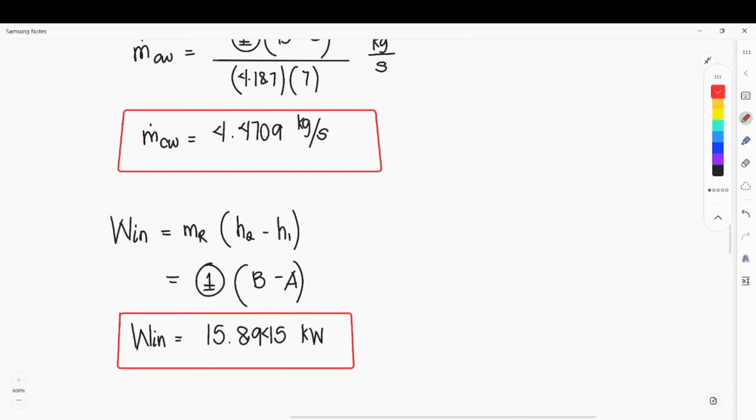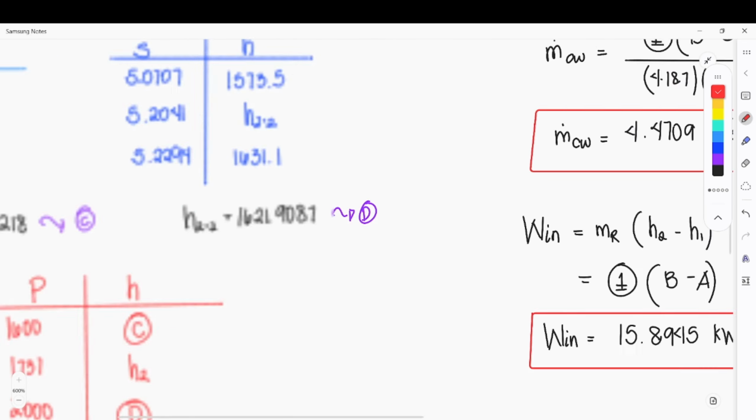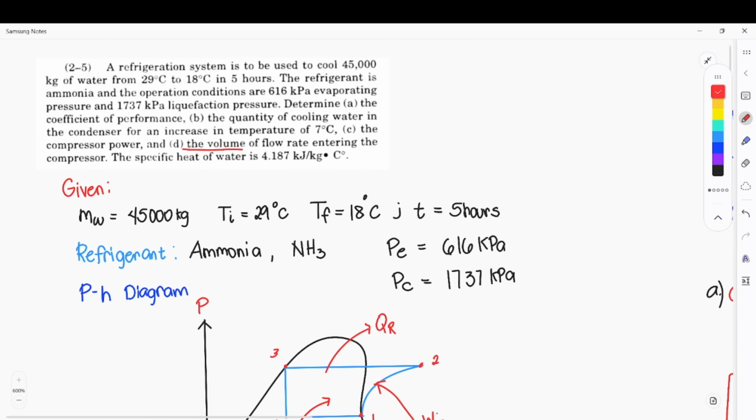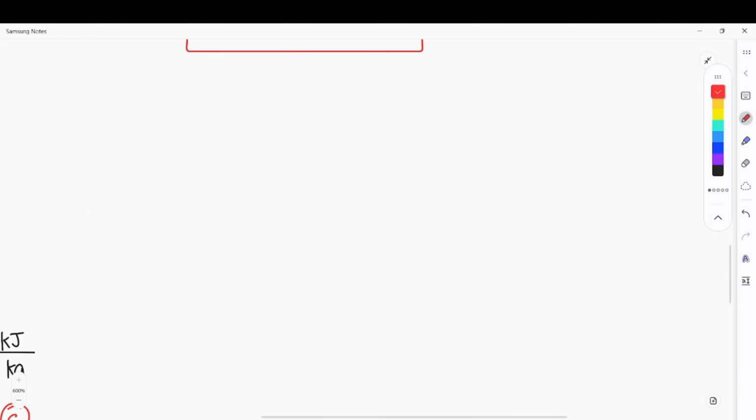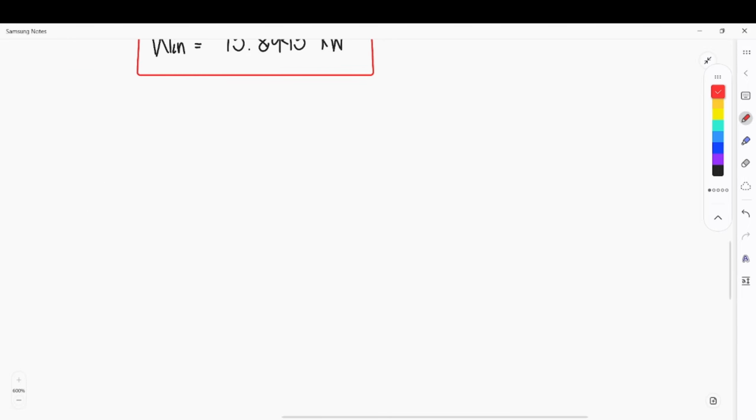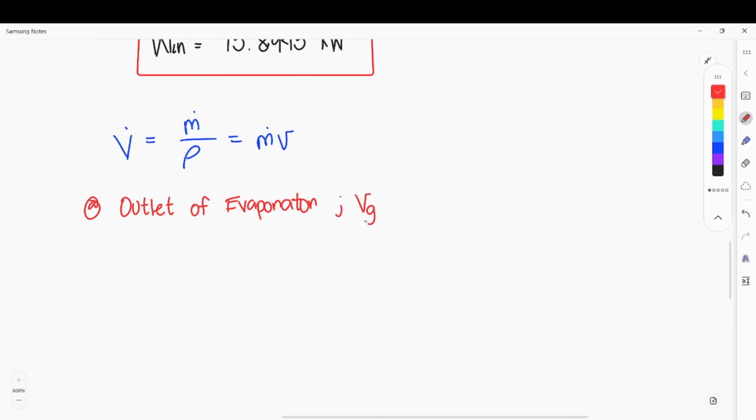Alright, so lastly, we are asked to find the volume flow rate entering at the compressor. So the volume flow rate entering the compressor is the volume at the outlet of our evaporator. So the volume flow rate is the mass flow rate over density or mass flow rate times our specific volume. Again, we will find the volume flow rate at the outlet of the evaporator kasi yun yung papasok sa inlet ng compressor natin.